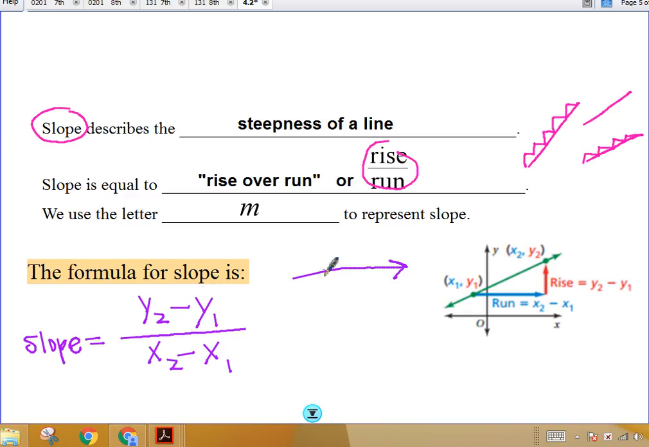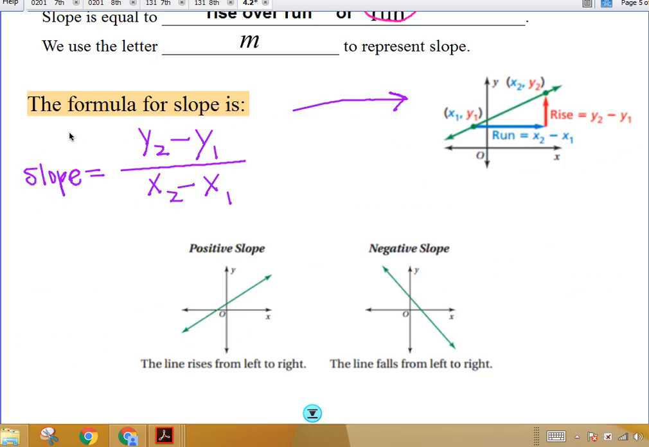One more important thing before we get to actually calculating is when you have a line that goes in different directions. For example, when you have a line that goes in this direction, you go up the line from left to right, it's positive. And when you go down the line from left to right, it is negative.